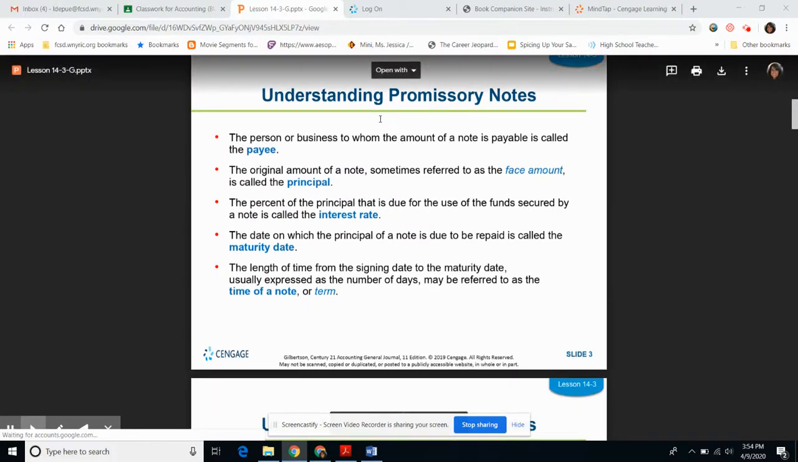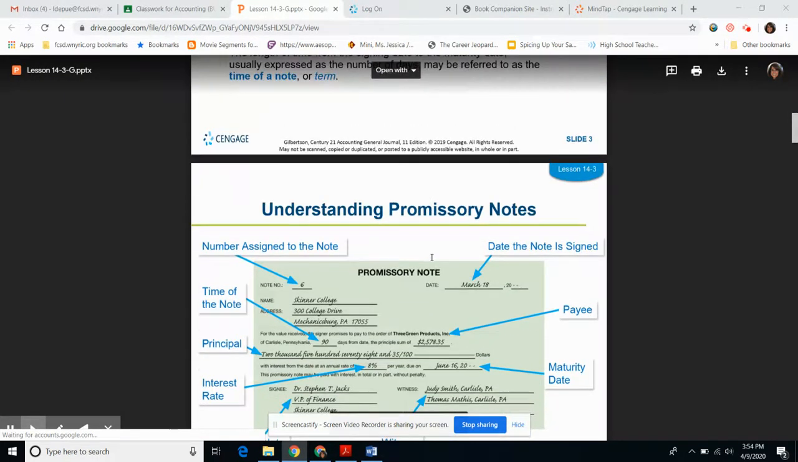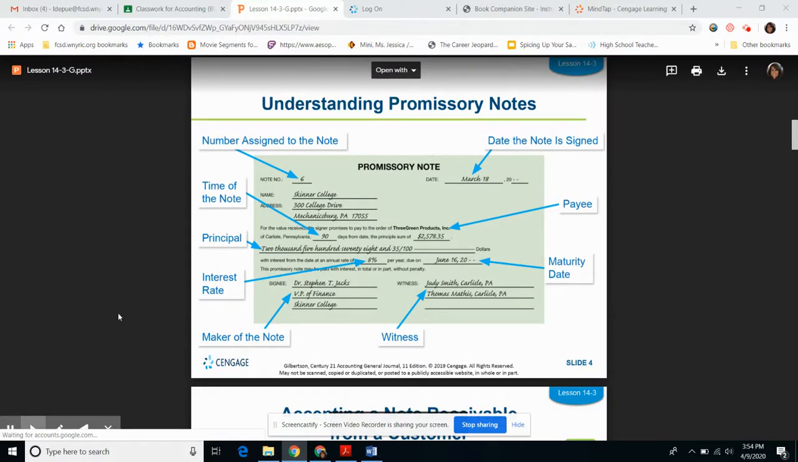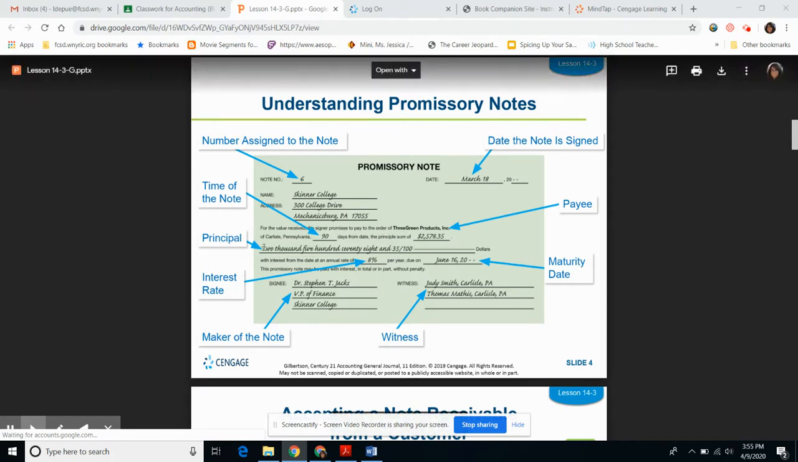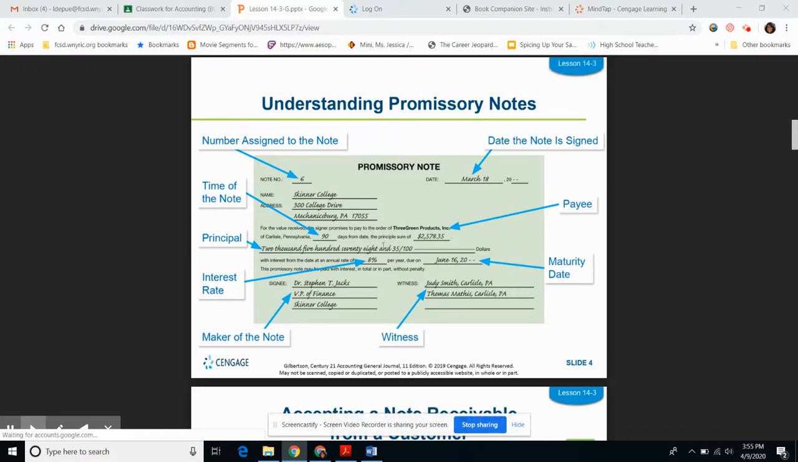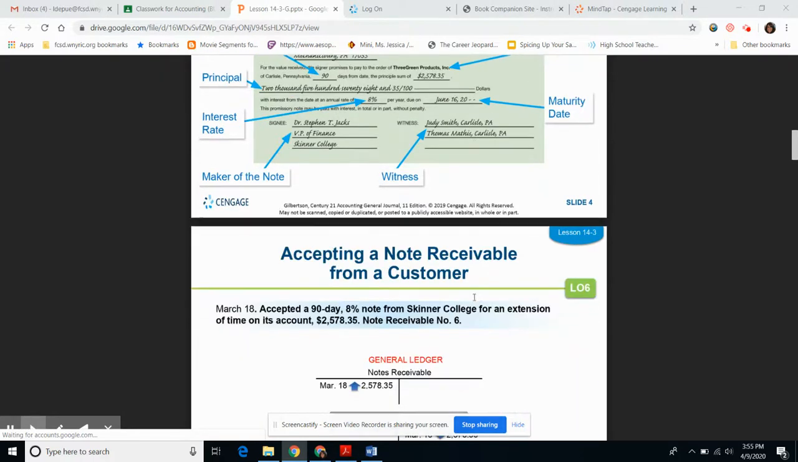Again, a lot of information for definitions here, but these are the parts of the promissory note and what each thing looks like. Every note is given a number and a date, the name and address. For the value received, the signer promises to pay 3 Green Products Incorporated 90 days from the date the principal sum of an amount spelled out in words, like on a check, and what the interest rate would be, the maturity date, or the date that it would be due. Then the maker of the note signs and the witness is there.